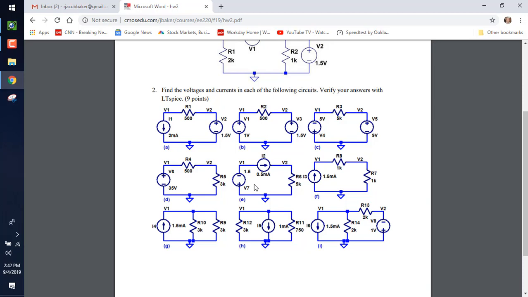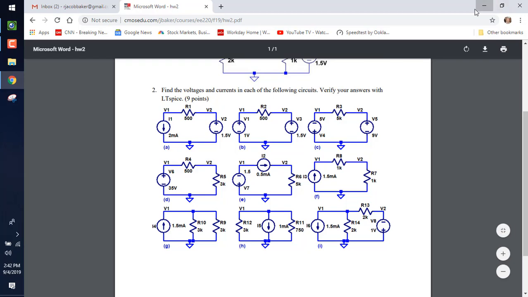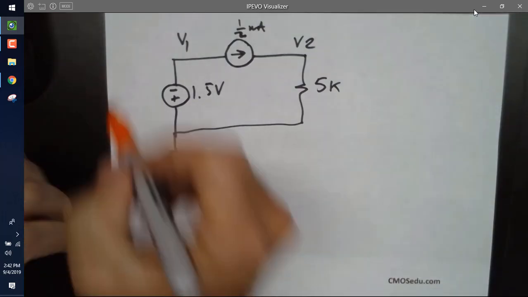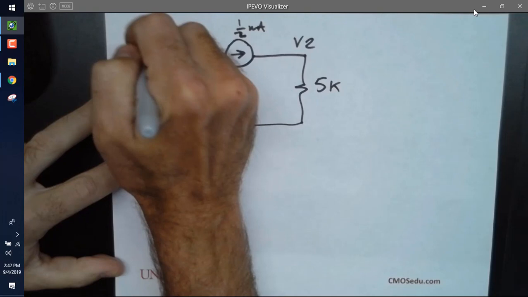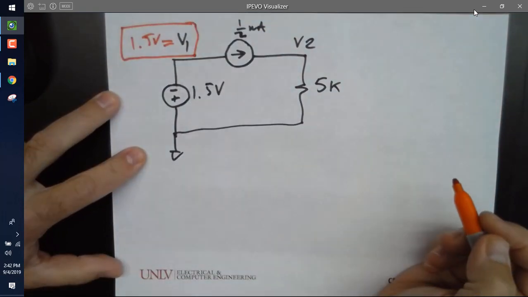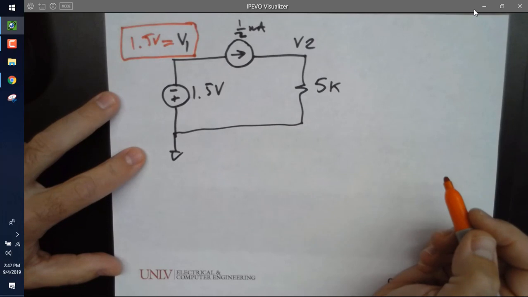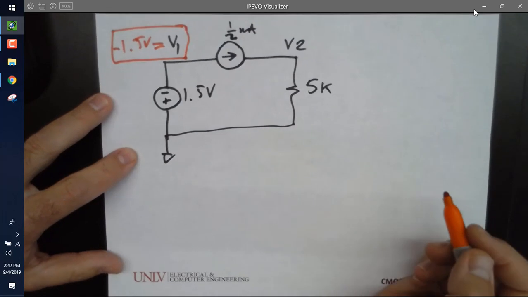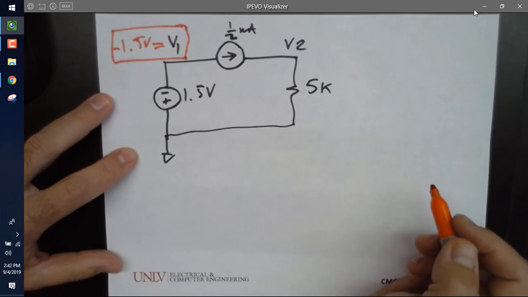All right, and that's a 5K. And this is a V2 and a V1. And I think I copied that right. And you just told me that V1 was equal to 1.5 volts, right? Oh, negative, yes. I was testing you. Yeah. So if the current was going the other way, it'd be a positive 1.5.